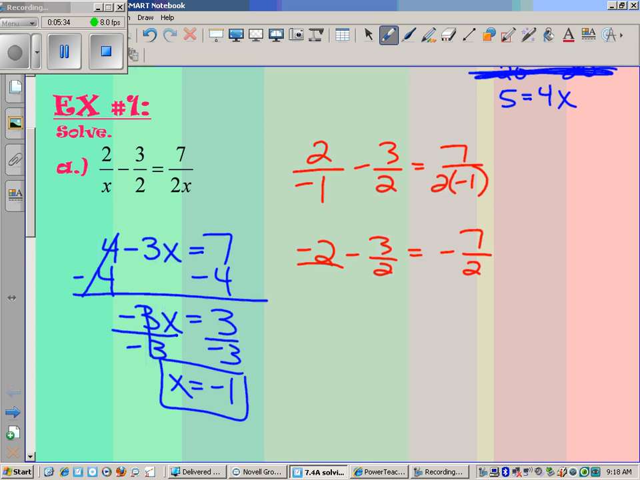Same denominator. Right now the denominator here is a 1. So what does he still need? 2 on the bottom, 2 on the top. So I really have a negative 4 over 2 minus 3 over 2. What's negative 4 over 2 minus 3 over 2? Negative 7 over 2. Does it work? And it equals, so I know I have the right answer.